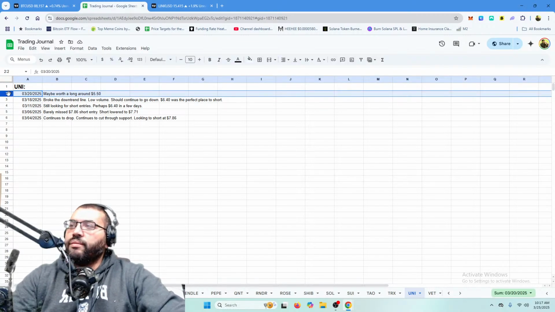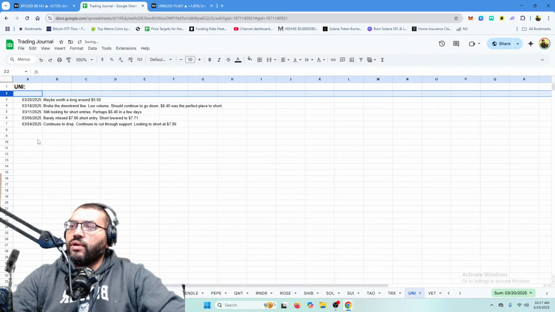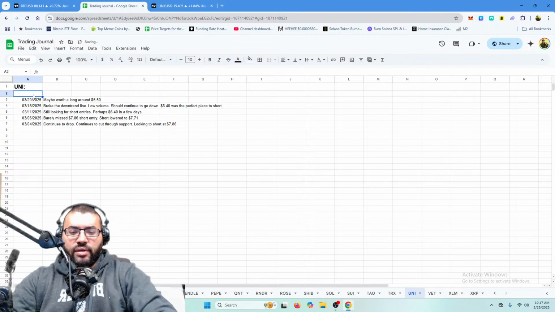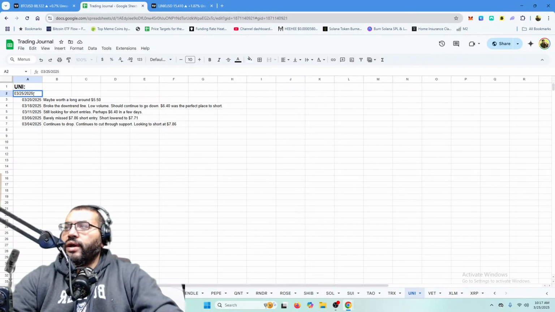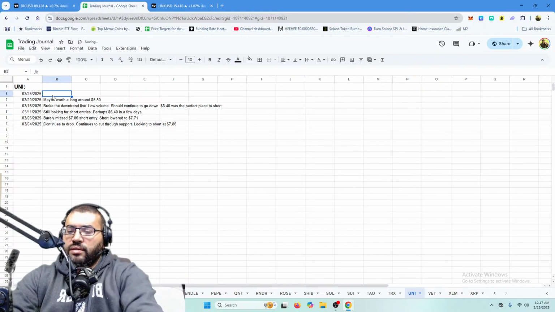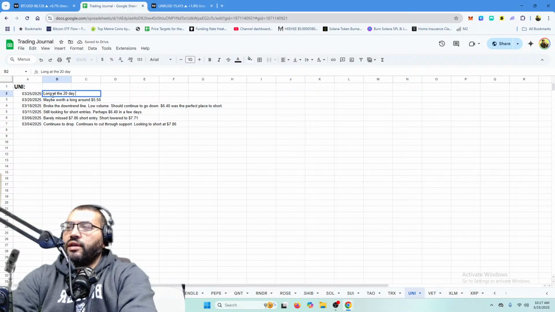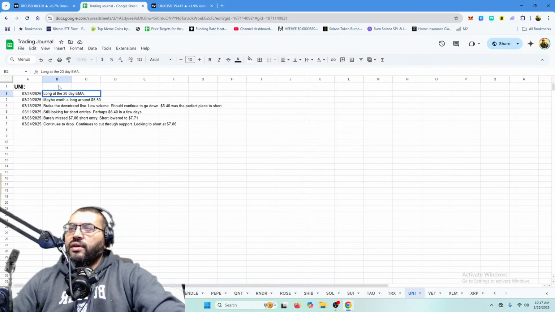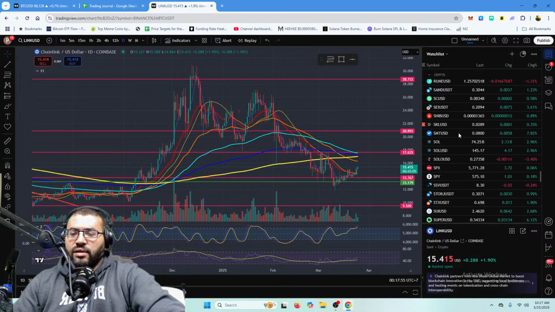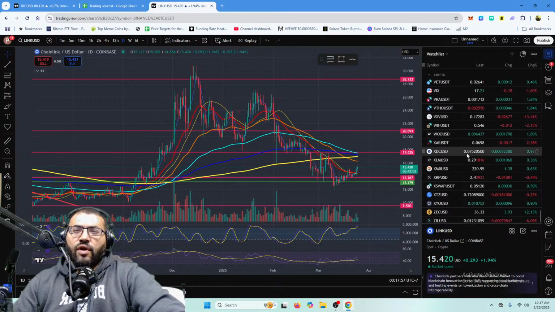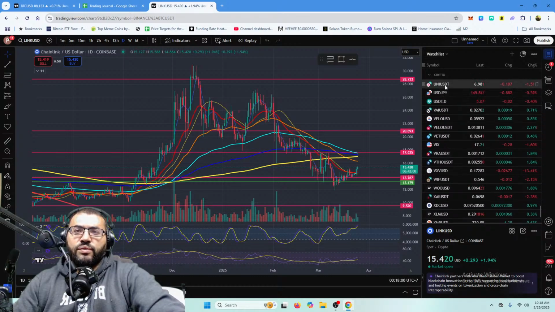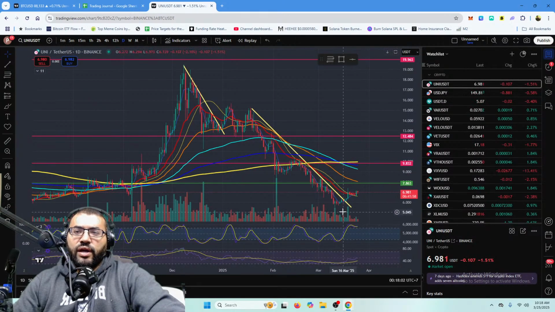Long at the 20-day EMA. So Uniswap last week, I said maybe worth a long around 550. We'll see how that worked. What's today's date? The 25th. All right. Long at the 20-day EMA. Let's say, just for the sake of how's this been working out, worth a long at 550 for Uniswap. It's at $7 right now.